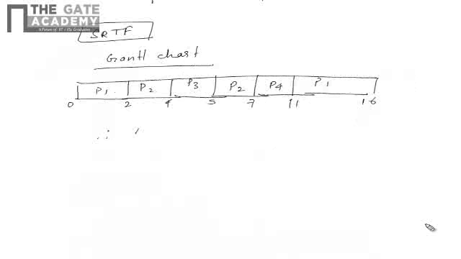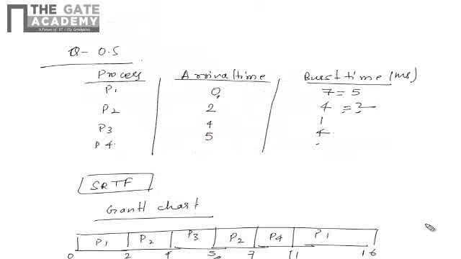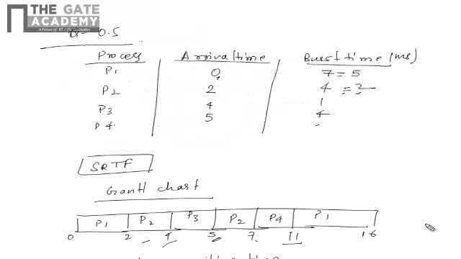Therefore the average waiting time will be: for P1, when it finally gets the CPU at 11 milliseconds, minus the arrival time, plus similarly 5 minus 2 for P2. Now plus 4 minus 4 for P3, because it got the CPU at 4 and it arrived at 4, so it did not wait for anything. And plus 7 minus 5 for P4, because it got the CPU at 7 and it arrived at 5.